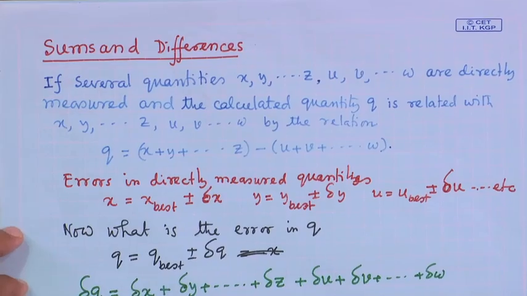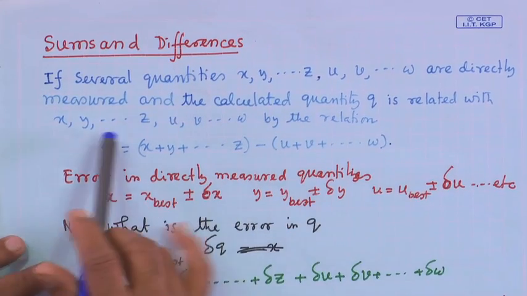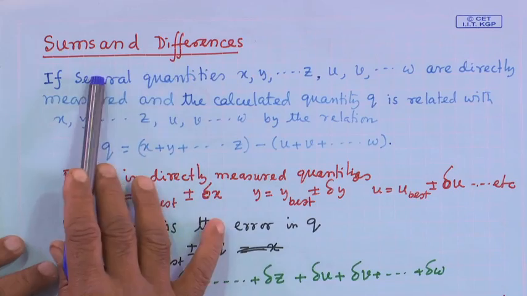So, in general we can generalize this result. For summation and difference we saw that the error on the calculated physical quantity, if it is related in summation or difference form of the measured parameters, is just the summation of the individual errors of the parameters. So, we can generalize these findings. Here are the rules for summation and difference.